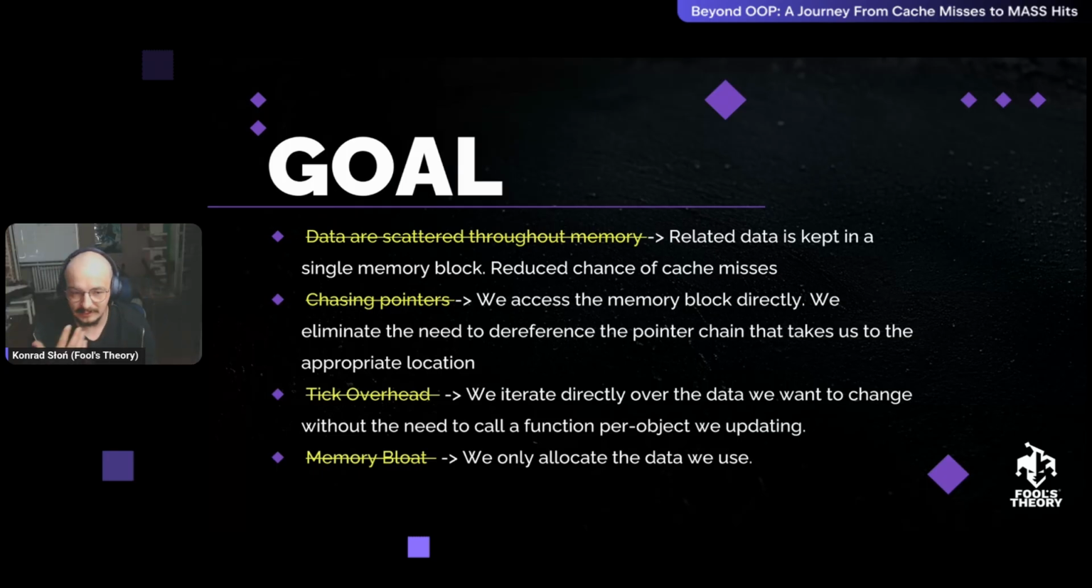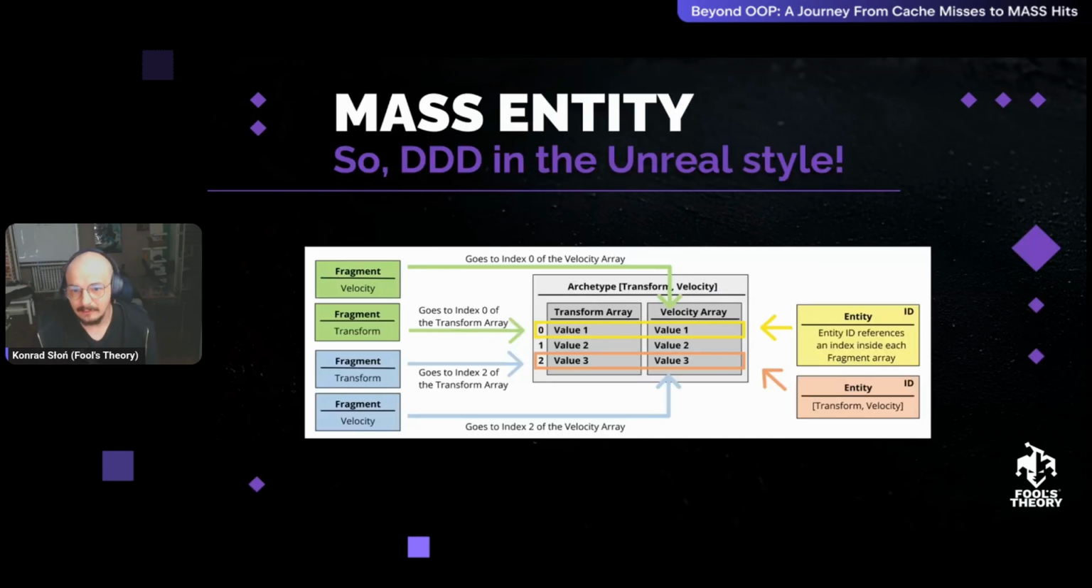That's the goal we want to achieve by moving into a data-driven approach. So how can we store our data differently? In Unreal Engine, like I said, there's the Mass plugin, which provides something like that. And this pretty much looks more like that. We will go step by step through what all of this is: what is a fragment, what is an archetype, what is an entity.